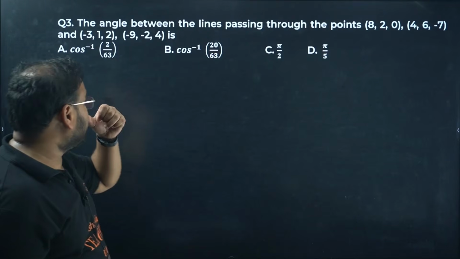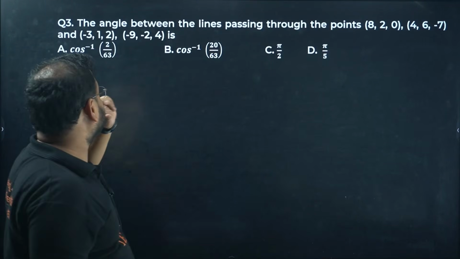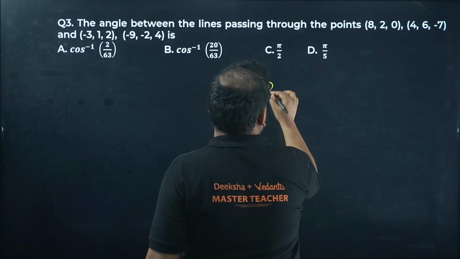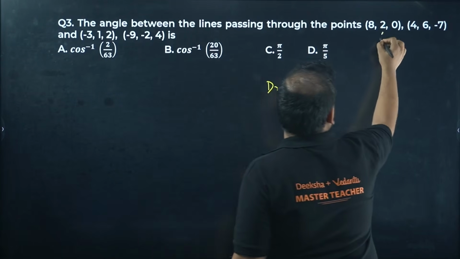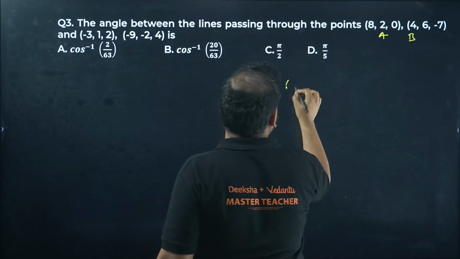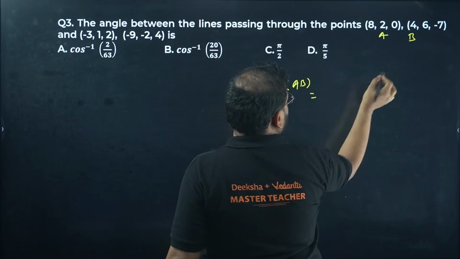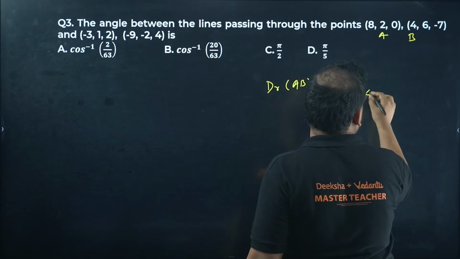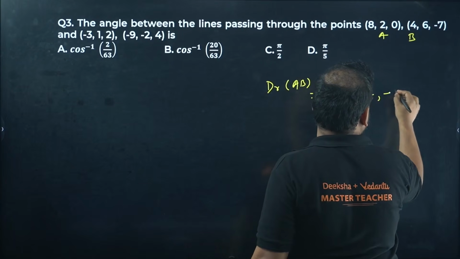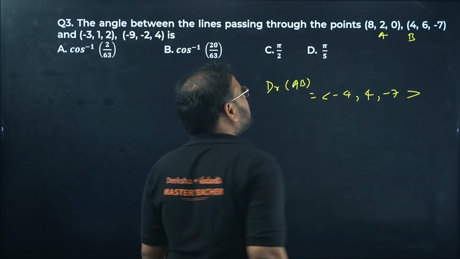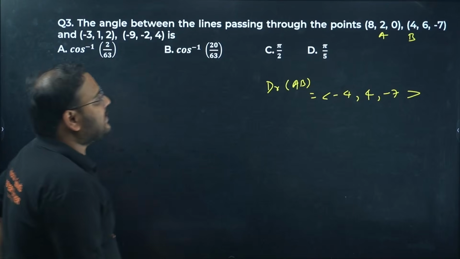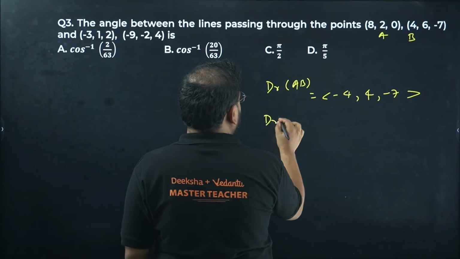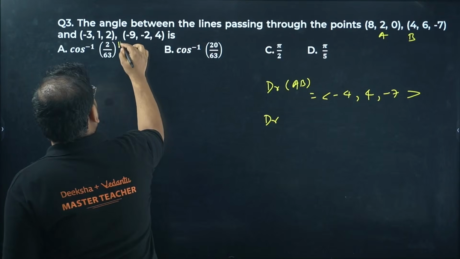Next, the angle between the lines passing through the given points. I'm looking for angles, so I have to find the direction ratios. Let's find the first line, let's call it AB. DRs of line AB: 4 minus 8 is minus 4. 6 minus 2 is 4. And minus 7 minus 0 is minus 7. This is the DR of AB. Let's find the DR of PQ.